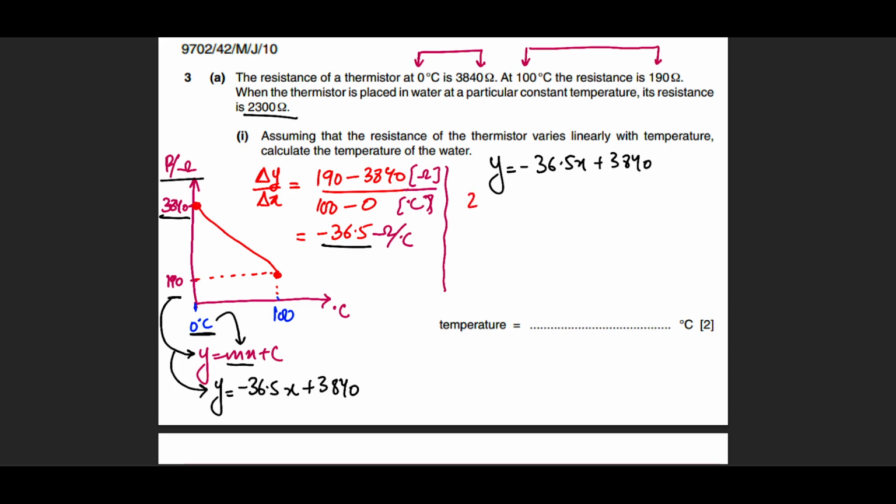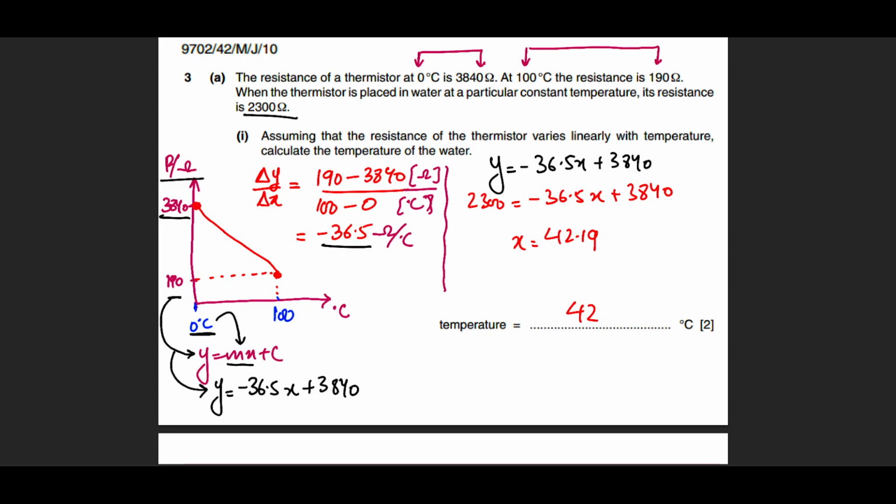So in place of y, we're going to place 2300 is equal to minus 36.5x plus 3840. Now, once you solve this, you'll realize that the answer that is going to come out for x is going to be 42.19. But since we write down answers in two significant figures, this will be 42.